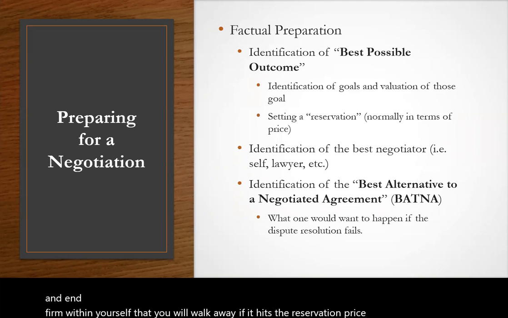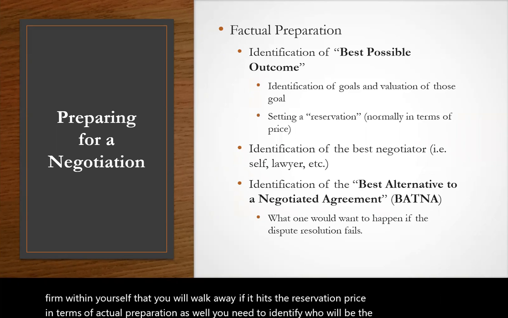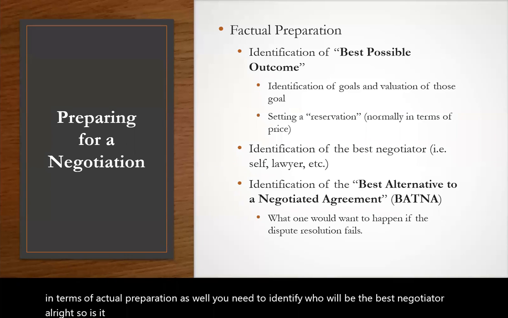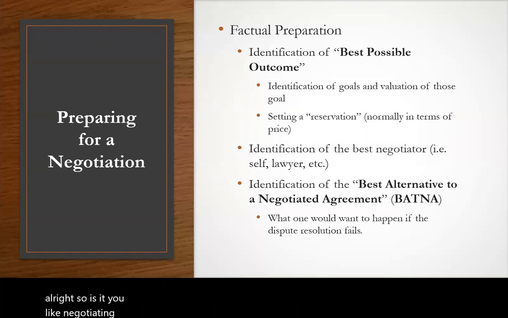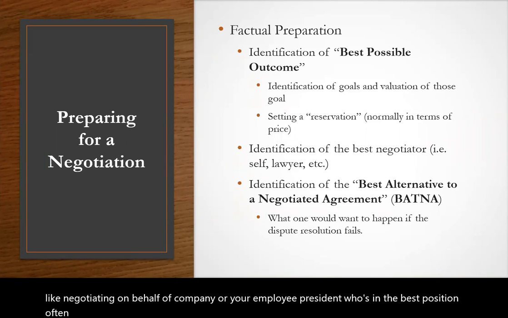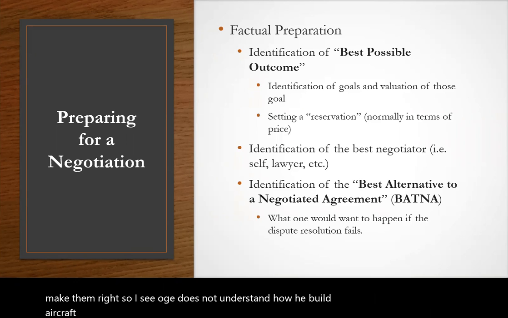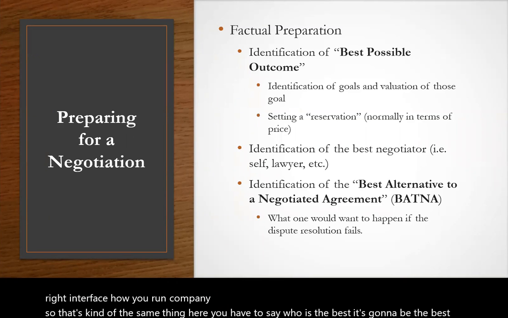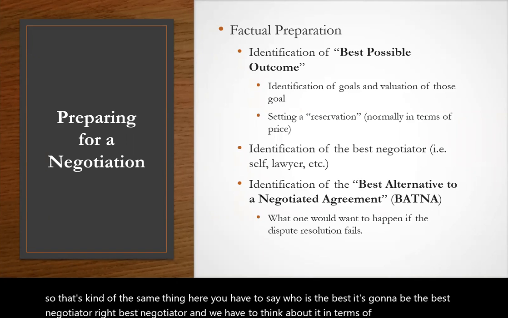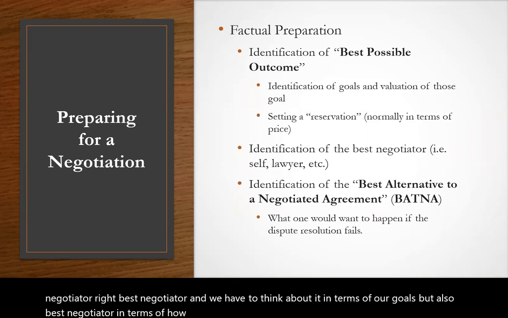In terms of factual preparation as well, you need to identify who will be the best negotiator, right? So is it you, negotiating on behalf of your company? Are you an employee? Are you the president? Who's in the best position? Often engineers are in the best position, right? Because they understand stuff that people who run companies don't understand, what they make or how they make them, right? Like the CEO of GE does not understand how you build an aircraft engine. He understands how you run a company. So it's kind of the same thing here. You have to say, okay, who is going to be the best negotiator? We have to think about it in terms of our goals, but also best negotiator in terms of how they present themselves, how they build a relationship, how they actually bargain, etc.